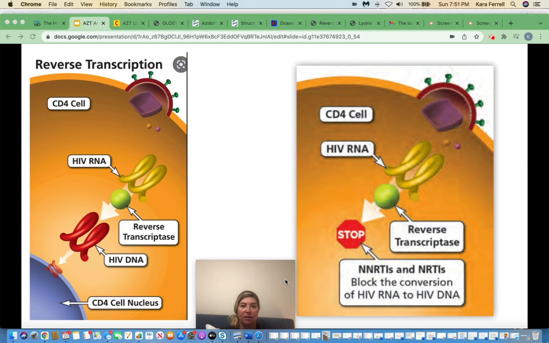We'll just move me again. And then you have the reverse transcriptase. This is a more detailed image, bigger really. So you can see the helix of the reverse transcriptase trying to get into the CD4 nucleus, but on the right-hand side with the stop sign, you see that the NNRTIs and the NRTIs block that HIV RNA to DNA transcription and translation process. Sorry that it keeps doing that.